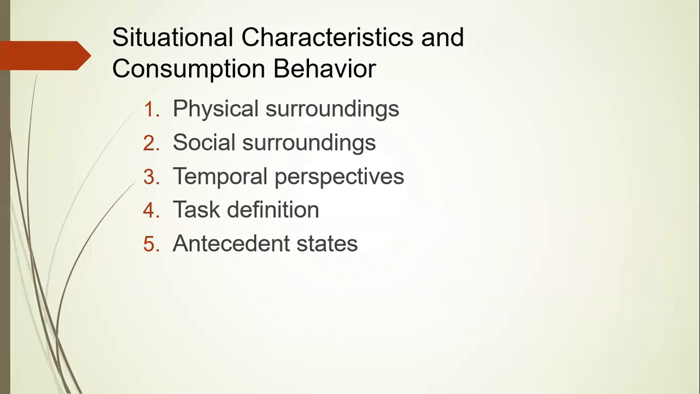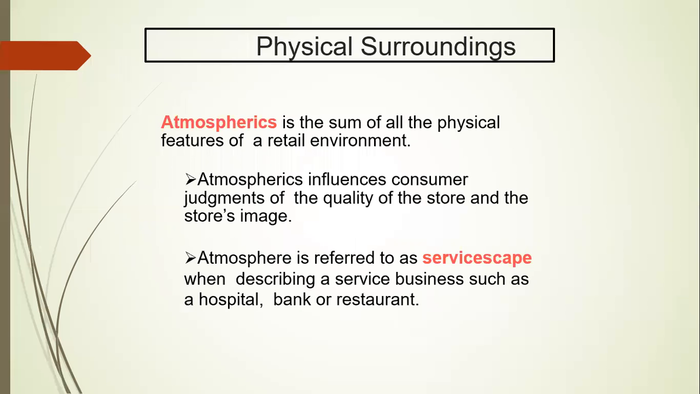So let's now understand the situational characteristics and consumption behavior of the consumer. Here we have five types of characteristics: physical surroundings, social surroundings, temporal perspective, task definition, antecedent states. So let's see the first one, that is physical surrounding.